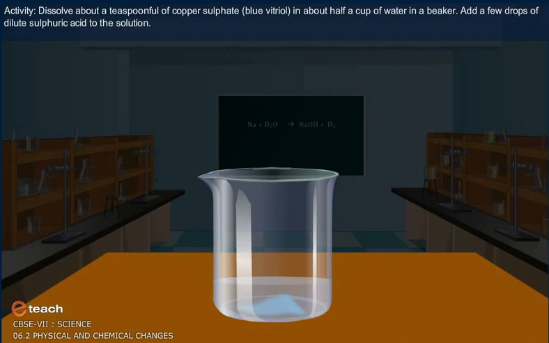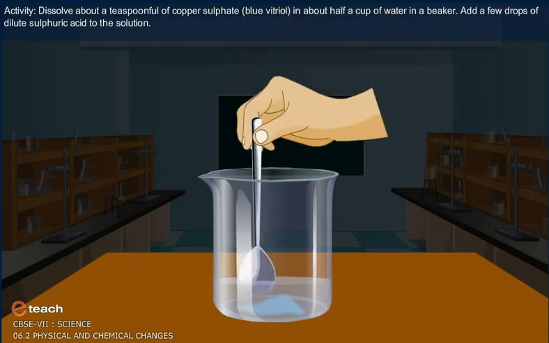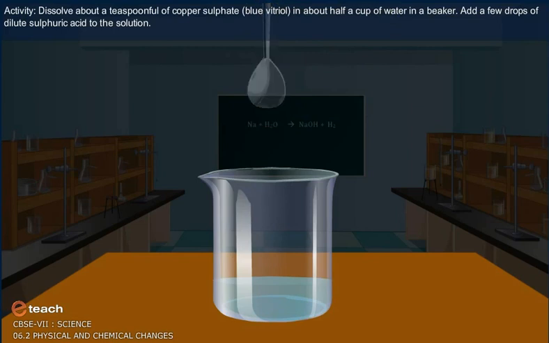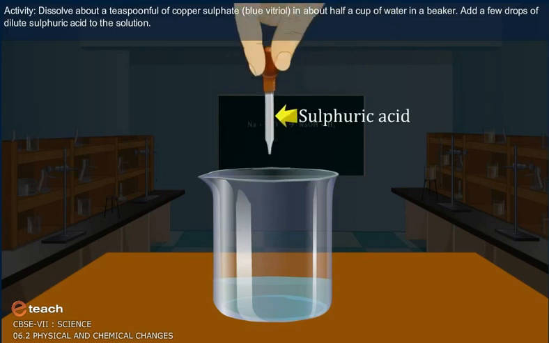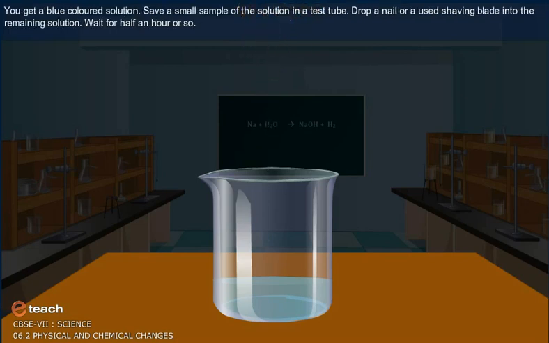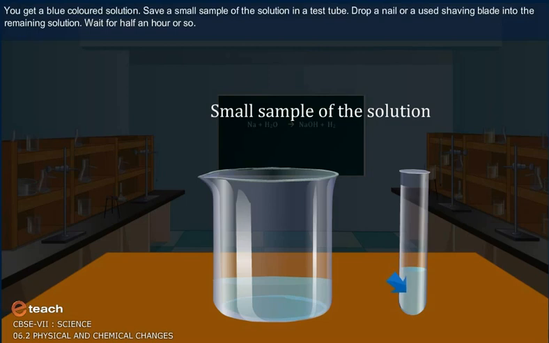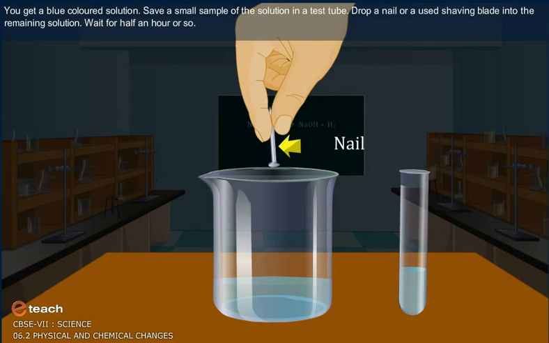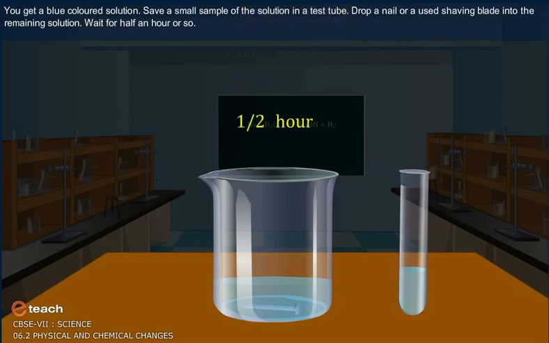Activity. Dissolve about a teaspoonful of copper sulfate, blue vitriol, in about half a cup of water in a beaker. Add a few drops of dilute sulfuric acid to the solution. You get a blue-colored solution. Save a small sample of the solution in a test tube. Drop a nail or a used shaving blade into the remaining solution. Wait for half an hour or so.